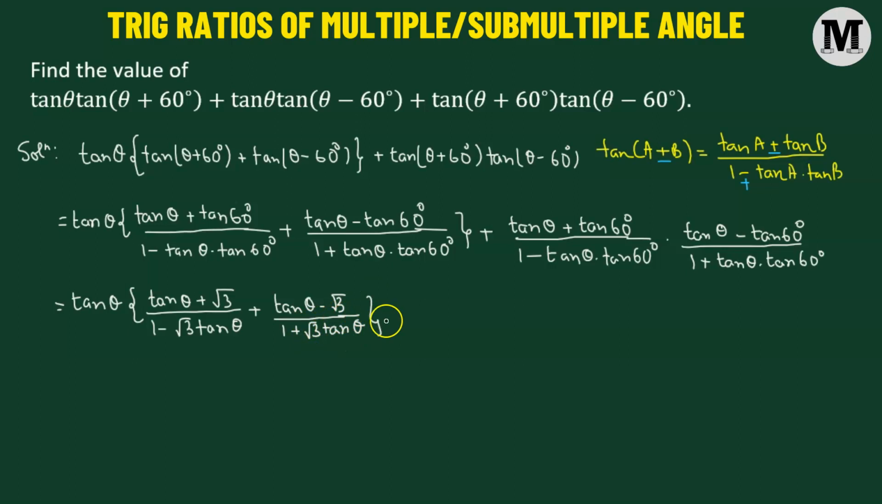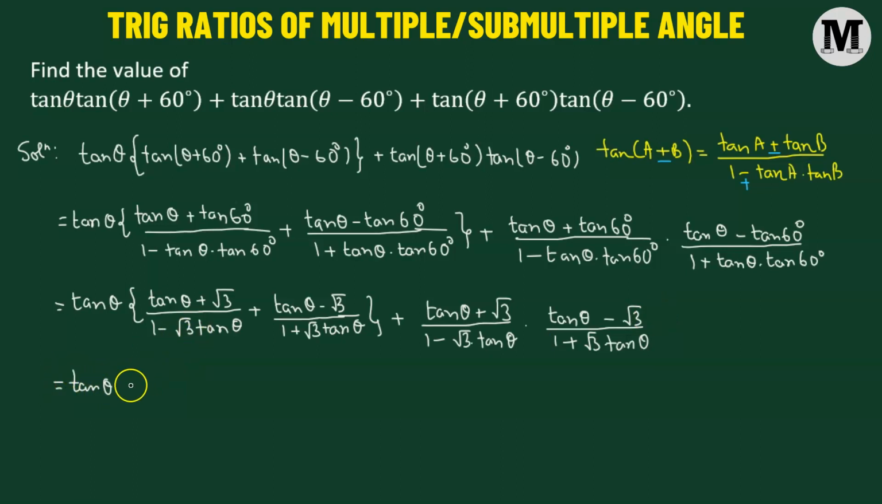Right. And for the next term, we have tangent of theta plus square root of 3 divided by 1 minus square root of 3 times tangent theta. This will be multiplied to tangent of theta minus square root of 3 divided by 1 plus square root of 3 times tangent of theta. Okay, now what we'll do, we will add the two terms within the parentheses. So let's take the common denominator.